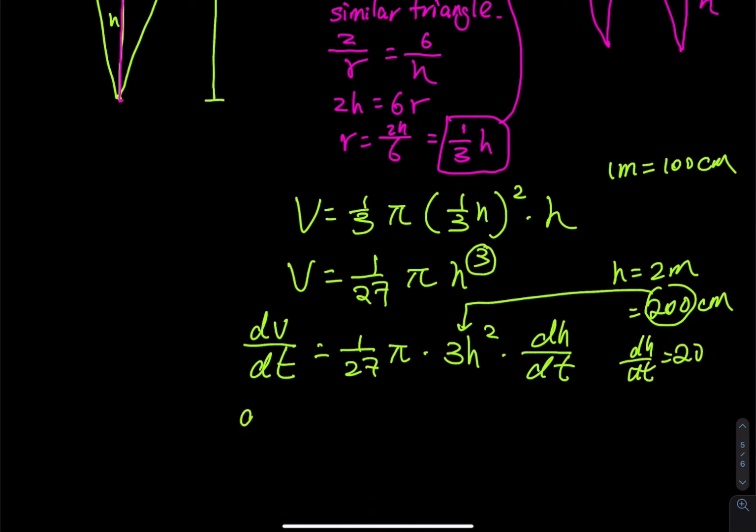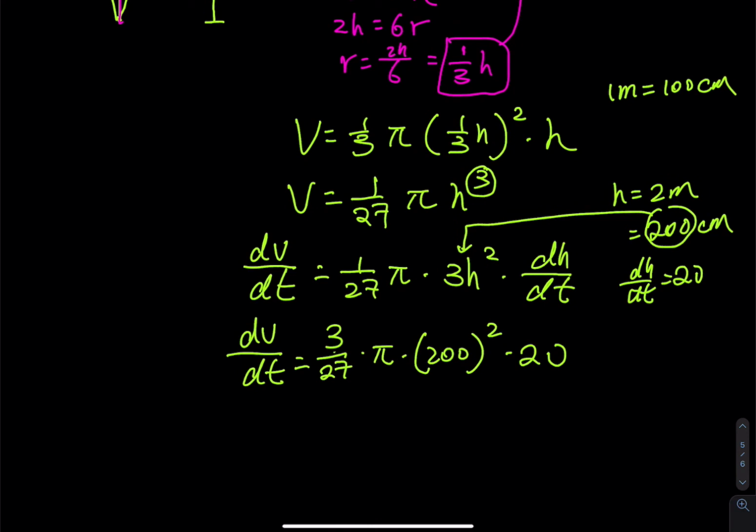So let's plug in. dV/dt equals 1 divided by 27 times pi times 3 times h squared, which is 200 squared, times dh/dt, which is 20. Overall, we square the 200 and multiply by 20, giving 800,000, divided by the 3 and the 27, which becomes 9 pi. So that is the rate of change of the volume of the tank with respect to time.